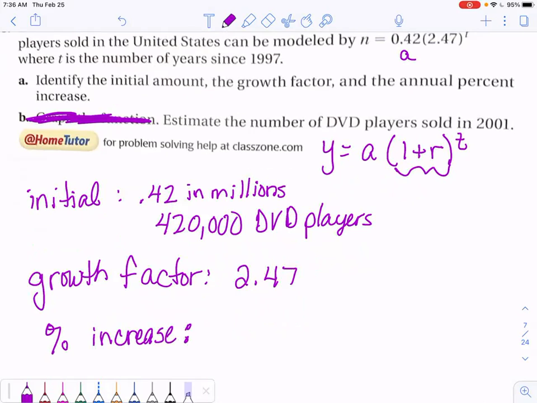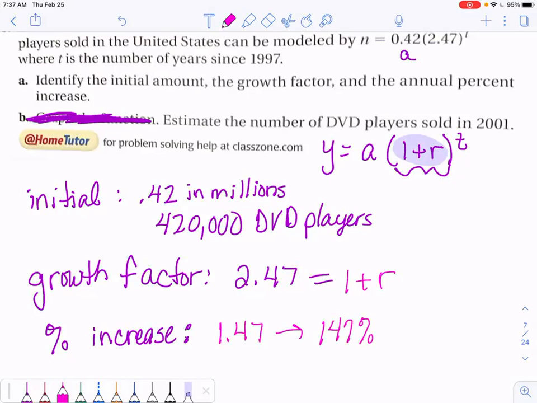If the growth factor is 2.47, and that represents everything in that parentheses, then your annual percent increase, or your rate, I could just set equal to 1 plus r. And Gabby, that percent increase would be 1.47. But if I write that as a percentage, what would you get? 147%.